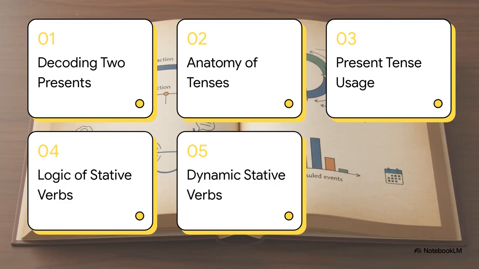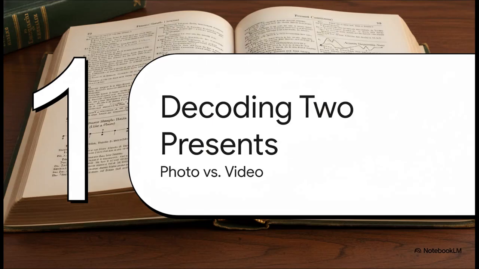Here is our roadmap for today. 1. Decoding the two presents. 2. The anatomy of tenses. 3. Contrasting present tense usage. 4. The logic of stative verbs. And 5. Rule breakers, those dynamic stative verbs. Let's jump right in. Starting with Section 1, Decoding the two presents.